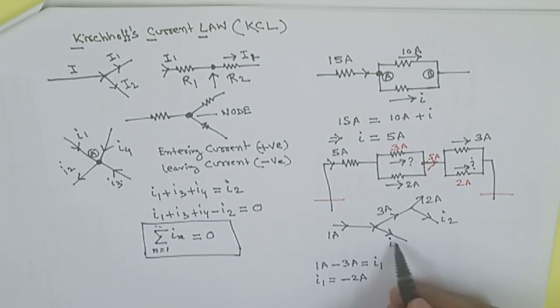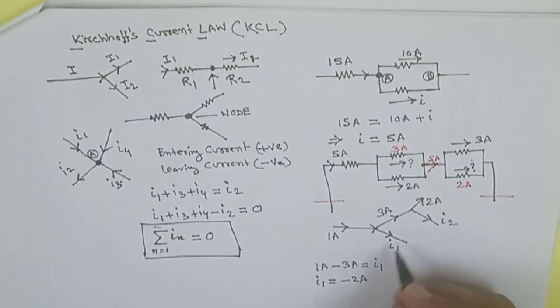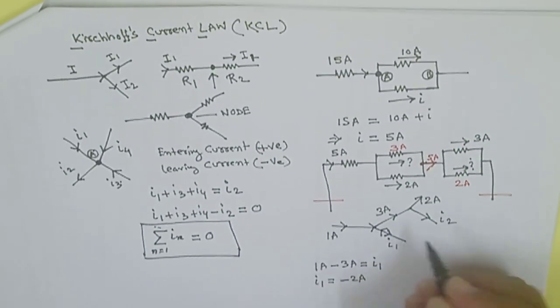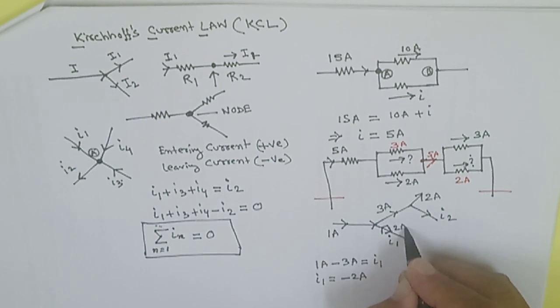That means the direction given here is wrong. The current is minus, that means the direction whatever is given is wrong. The direction will be this side, the opposite side. So this is the 2 ampere.